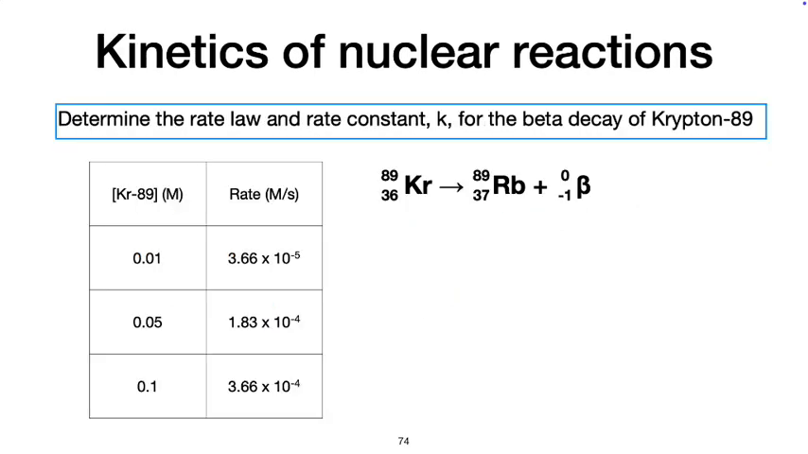Okay, so here's a good review. Determine the rate law and rate constant K for the beta decay of krypton 89. Okay, good place to start. If we want the rate law, what should we be writing? Rate equals K should be an immediate reflex. Now what?